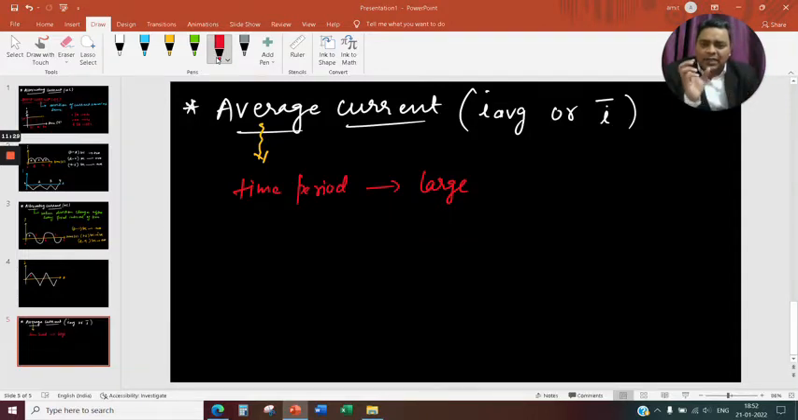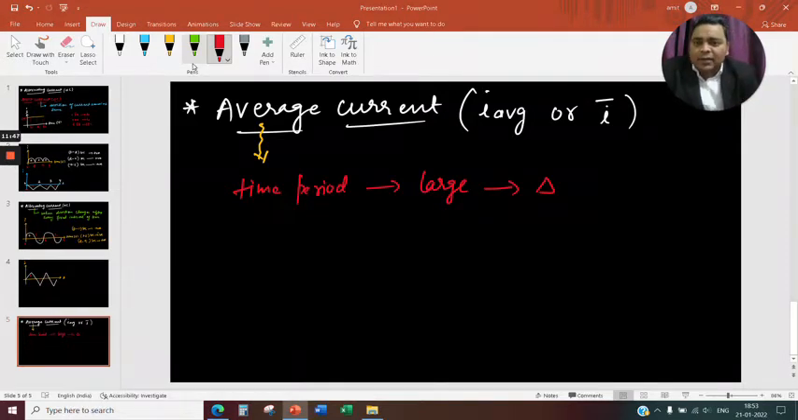So in case of instantaneous value, the time period will be very small. But in case of average value, or average current, the time period will be larger. For that reason, I'm taking delta to indicate a large value here. A small d means a very small value.